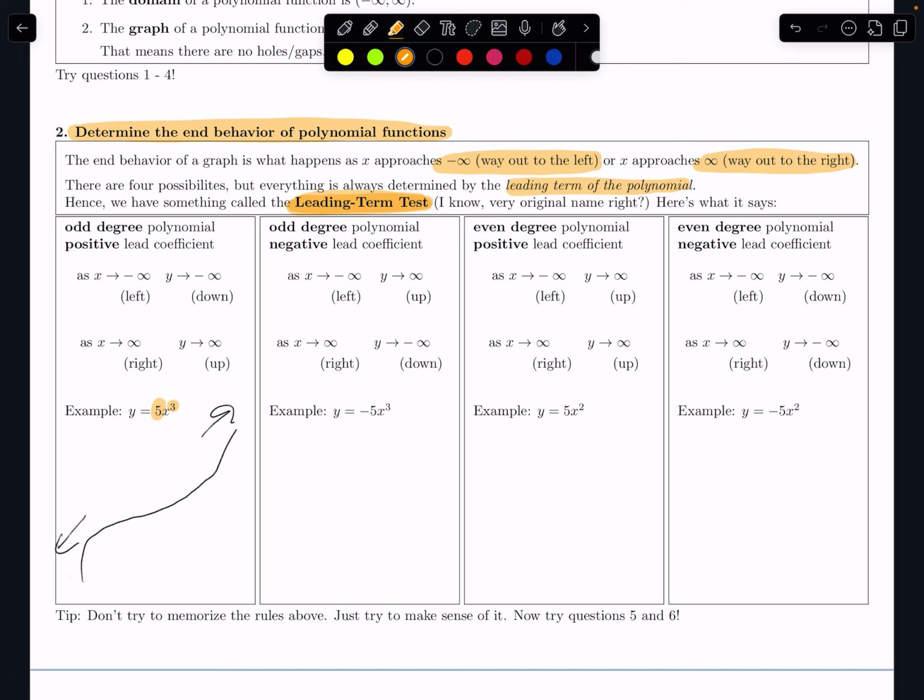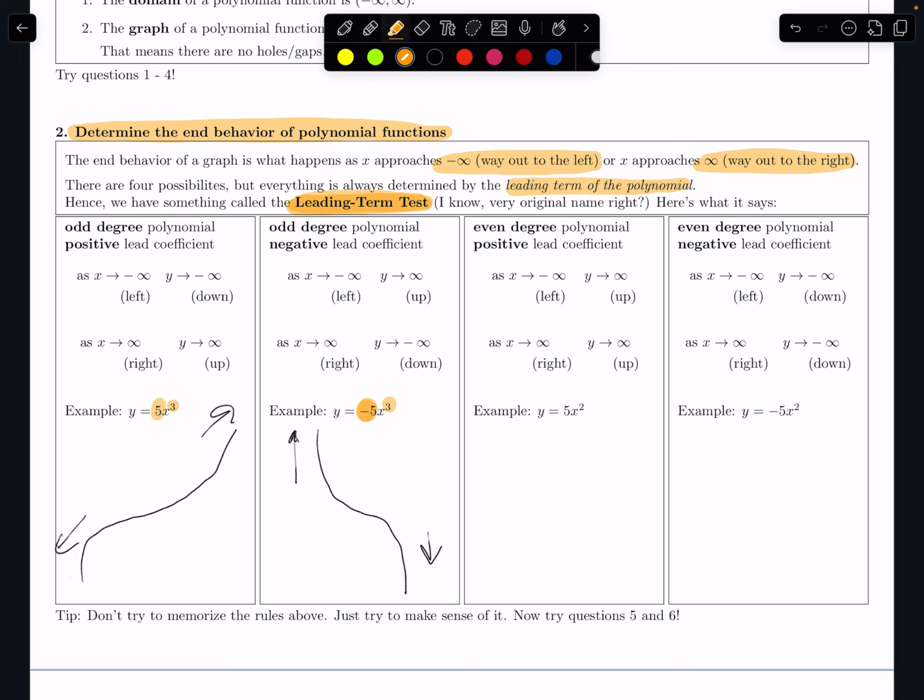Okay, next case is you have an odd degree polynomial, like 3, x to the third, and this time you have a negative coefficient. Well, what does that do? It just switches it around, right? So this is like negative x cubed. The 5 just makes it stretchier up and down. But as you go to the left, it's going up, and as you go to the right, it's going down.